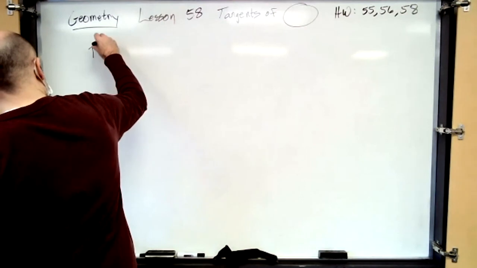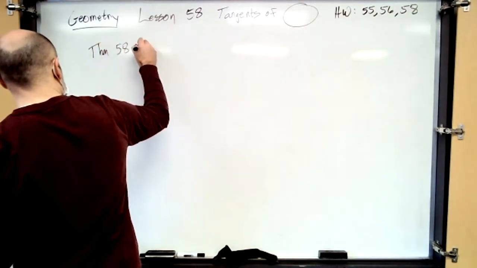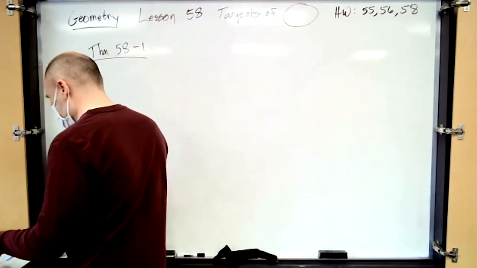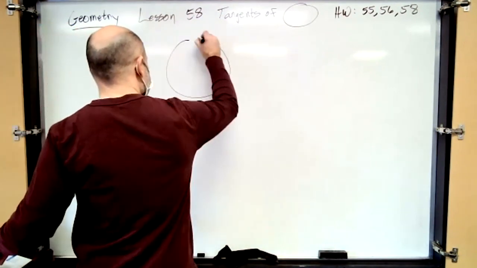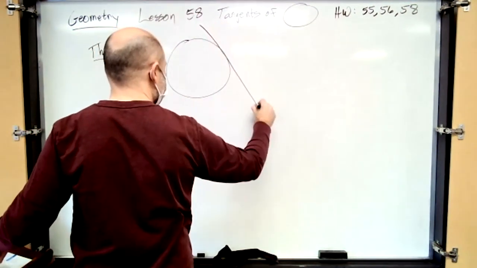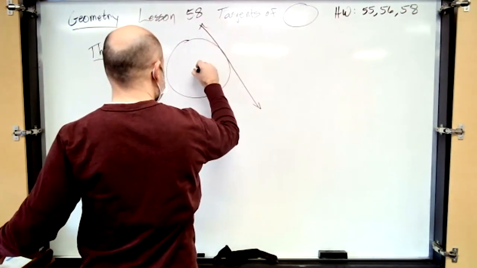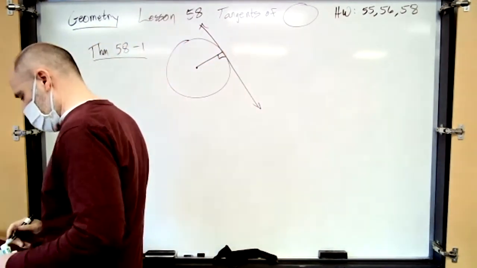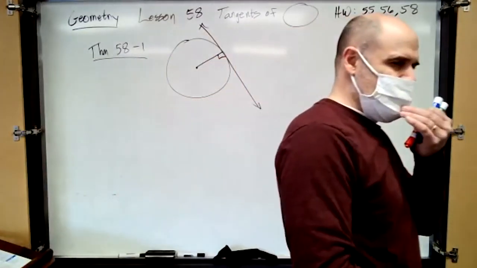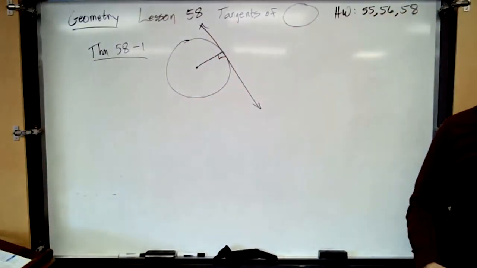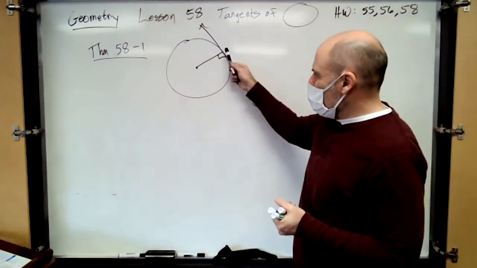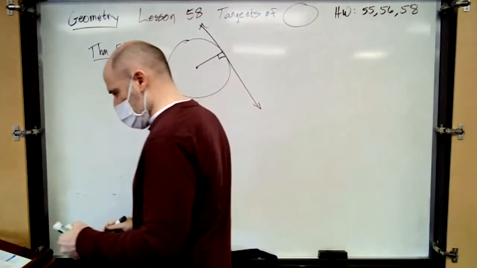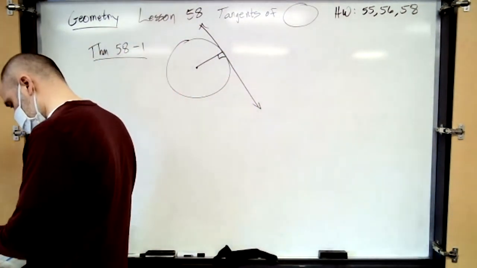So let's start with theorem 58.1, which says, if a line is tangent to a circle, then the line is perpendicular to the radius. So here's a tangent line. Here's a radius. The point of tangency. This is what theorem 58.1 says. So if you have a tangent line, the point of tangency to the radius, that line segment that's formed is going to be perpendicular to that tangent line, okay?